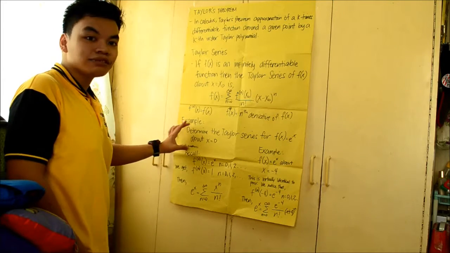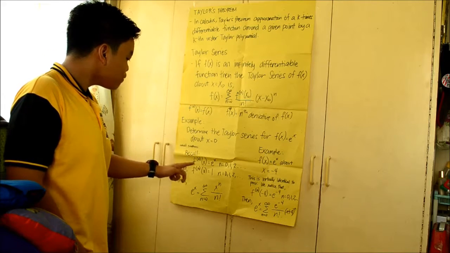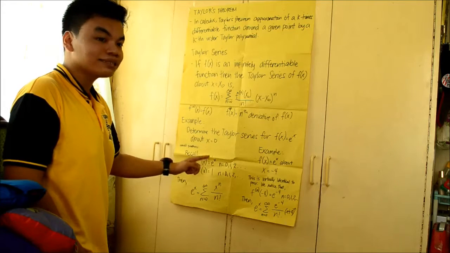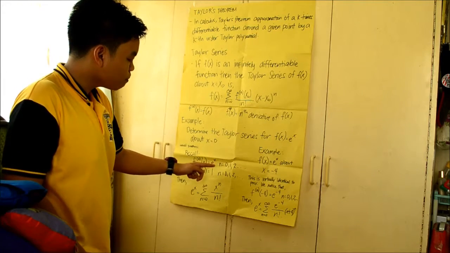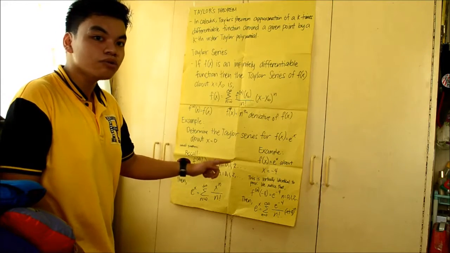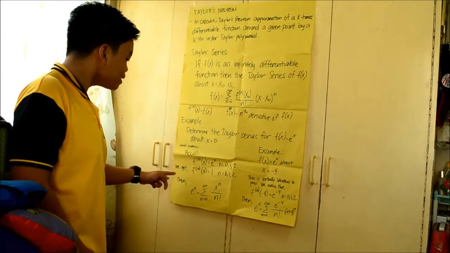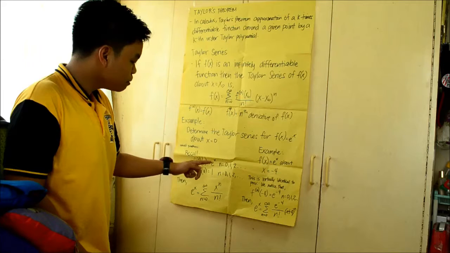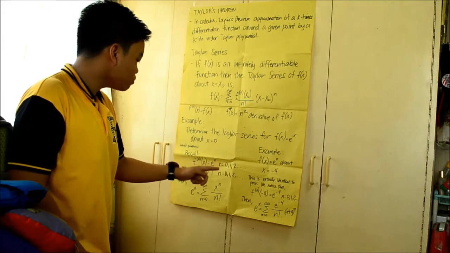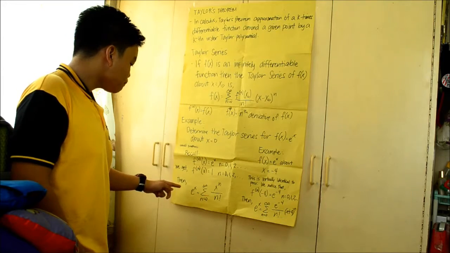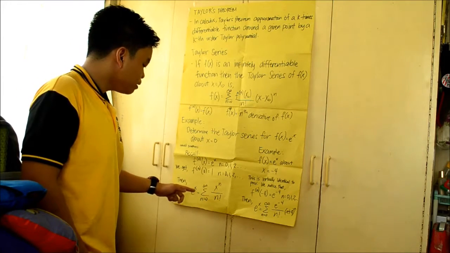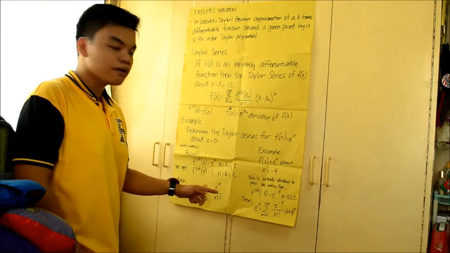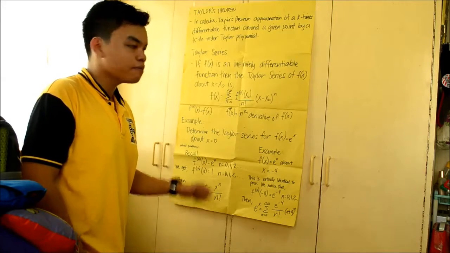This is one of the easiest functions. We will recall f raised to n of x is equal to e raised to x, where n is equal to 0, 1, 2, and so on and so forth. We get f raised to n of 0 is equal to 1, where n is equal to 0, 1, 2, and so on. Then we have e raised to x equals the summation, n equals 0, x raised to n over n factorial.